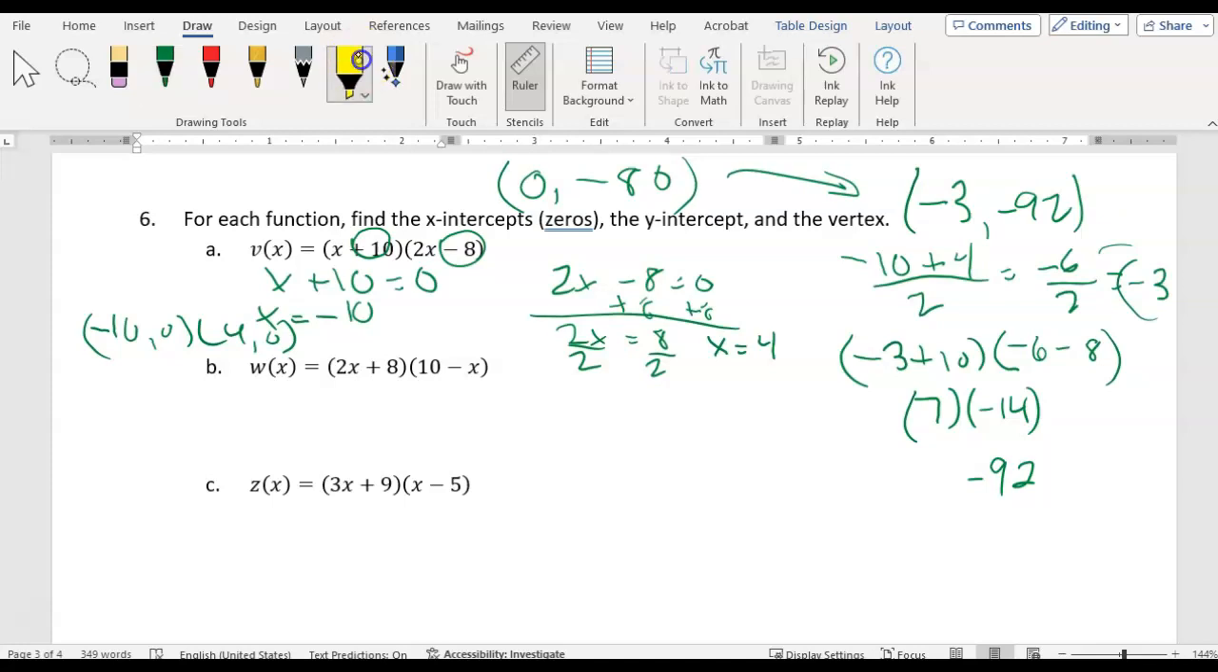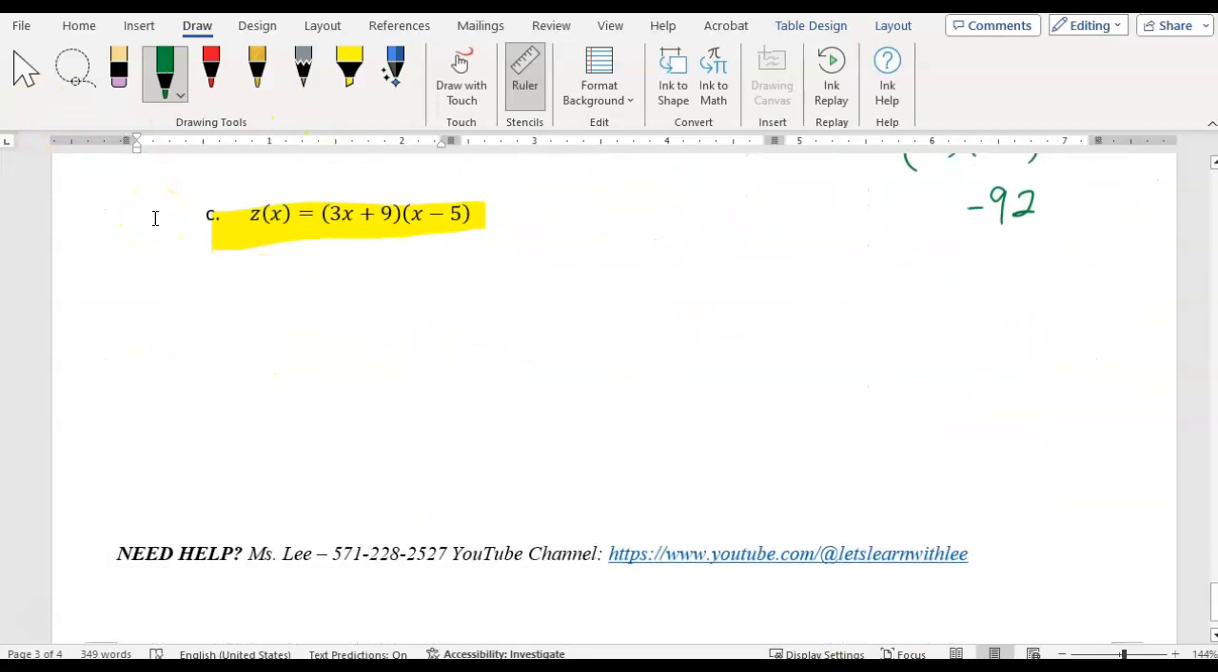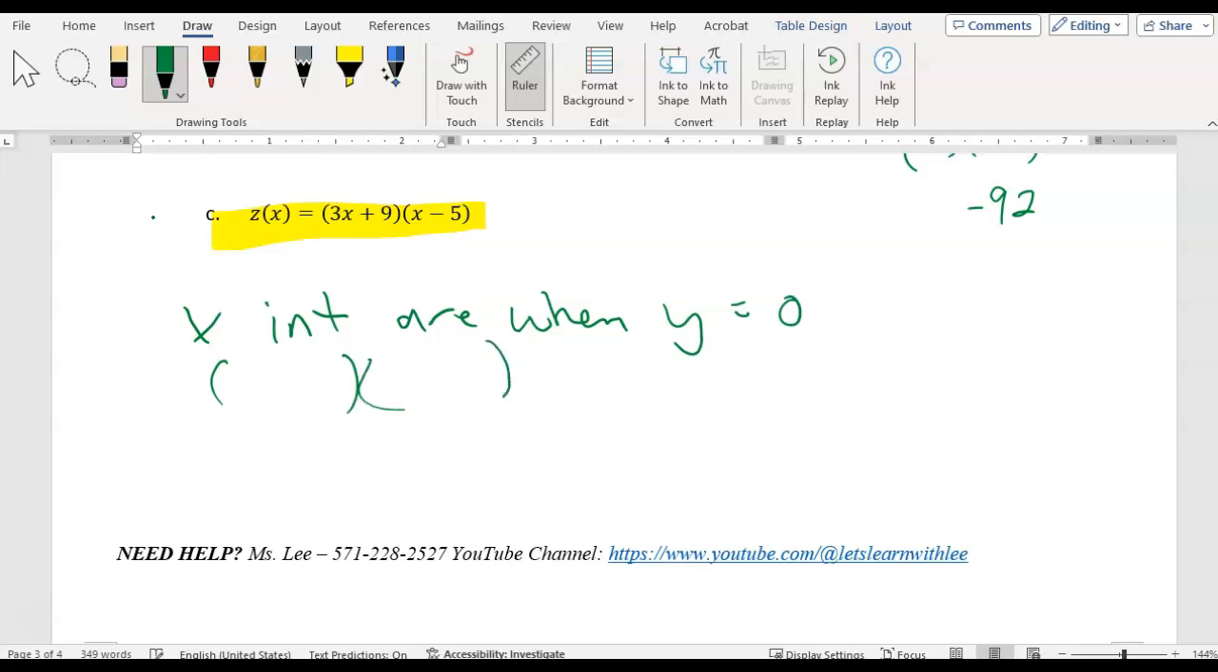All right, so for B and C, I want you to try those on your own. Follow the same model that I just showed you. Set your values, right? X-intercepts are when y equals 0. So you set each factor to 0. And then the y-intercept is the constant in standard form.